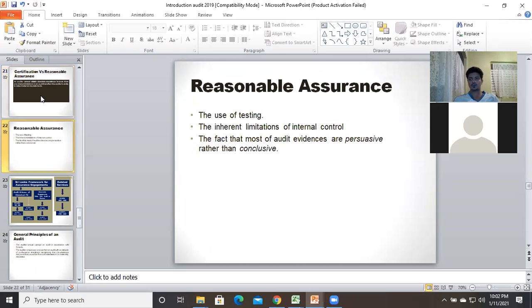Normally in an audit, the auditor is not checking all the evidence for particular events or transactions. He or she is just selecting some samples. So as the auditor is using those tests, the auditor didn't check all the evidence, so the auditor cannot give absolute assurance. Then there can be inherent limitations of internal controls.